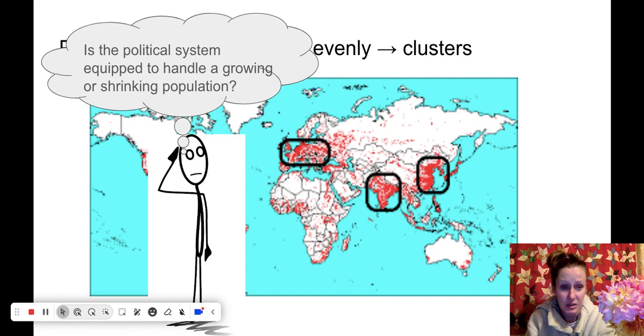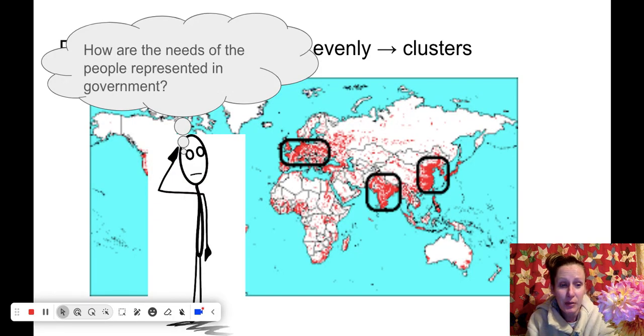Is the political system equipped to handle a growing or a shrinking population? Whether it's a monarchy, a democratic republic, or a communist country, whatever it is, and with whoever's in charge and the way things run, if the population increases, can it handle it? If the population goes down, can that government respond?